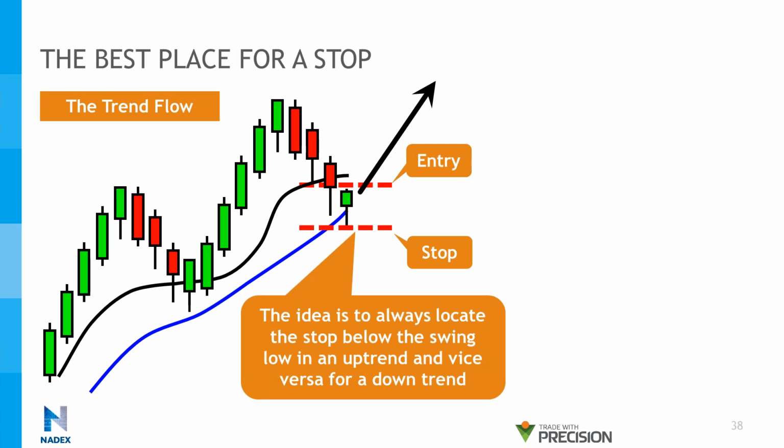Sometimes the candle setup is not always this clean. You might have several small candles here in the zone. So the idea is to locate the stop below the swing low within that trend, like we're looking at here. This is the point where, if price breaks lower, the trend change is most likely going to occur at this level right here.